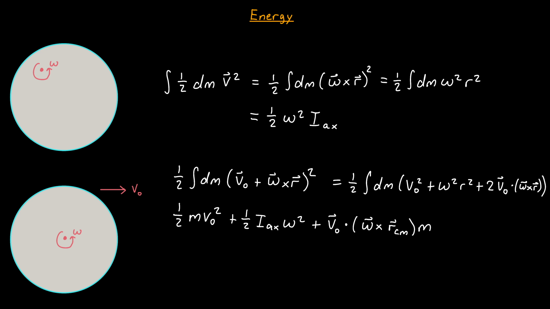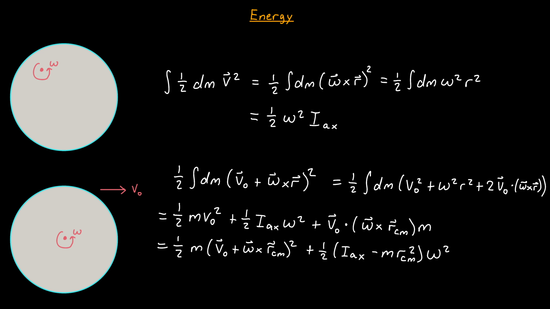Now, the next step in simplifying this is going to be a little bit less obvious, but bear with me here. We can write down the quantity 1/2 m times (v0 plus omega cross r_cm) quantity squared, and add 1/2 times this moment of inertia minus m r_cm squared multiplying omega squared. So this is a massive rearrangement of the equation we just had. All of these things are continually equal to each other. But you can either take my word for it, or you can actually check at home that if you expand this out, you get the same thing we had on the line before.